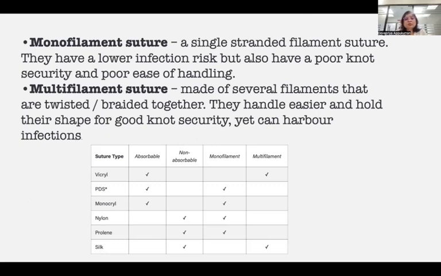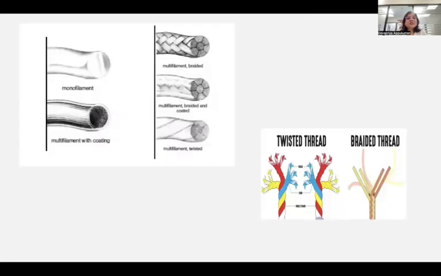When we look at suture materials and their absorbability and structure, for instance, Vicryl is absorbable and multifilament. PDS is absorbable and monofilament. Monocryl is absorbable and monofilament. On the other hand, nylon and Prolene are both non-absorbable monofilaments, and silk is non-absorbable multifilament. This picture shows the structure of a monofilament and multifilament. In the case of multifilament, you can see the difference between twisted and braided. And these suture materials, monofilament or multifilament, can be coated or not coated.